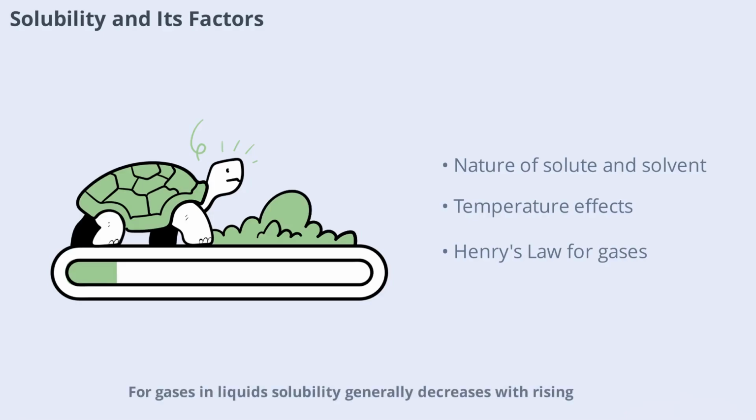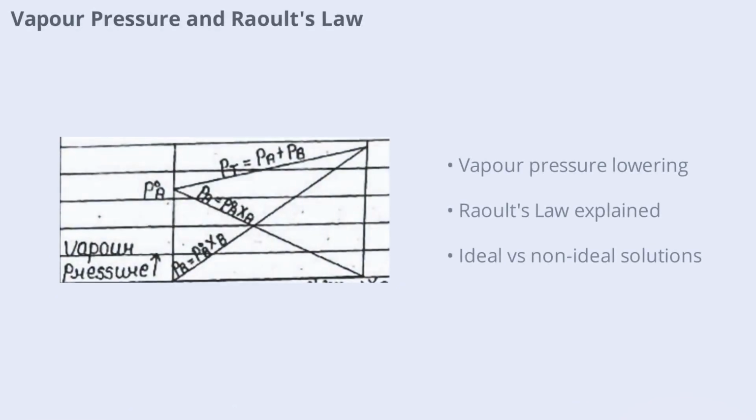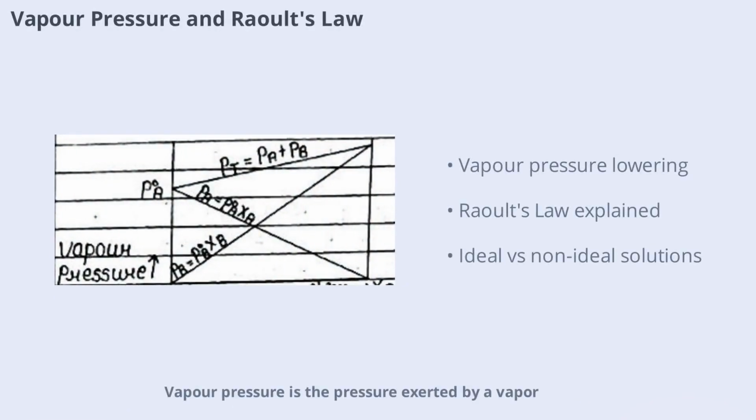For gases in liquids, solubility generally decreases with rising temperature but increases with higher pressure, as described by Henry's law. This is why cold water holds more dissolved oxygen, supporting aquatic life. Understanding these factors helps explain everyday phenomena, from why sugar dissolves faster in hot tea to why soda fizzes when opened. Vapor pressure is the pressure exerted by a vapor in equilibrium with its liquid in a closed container.